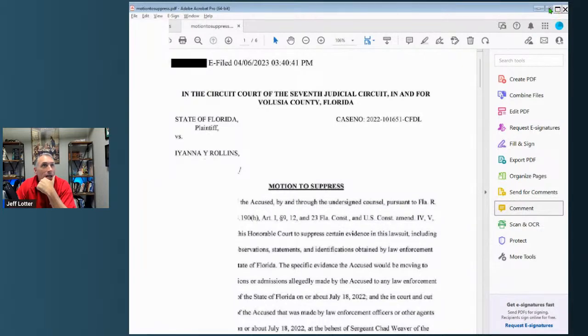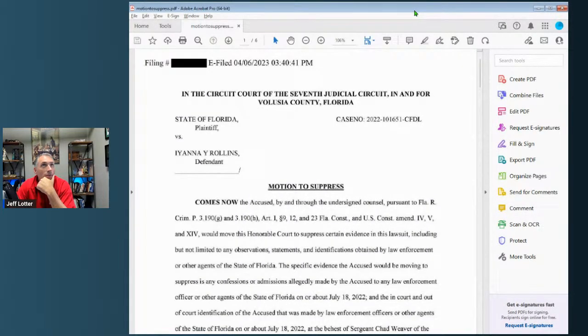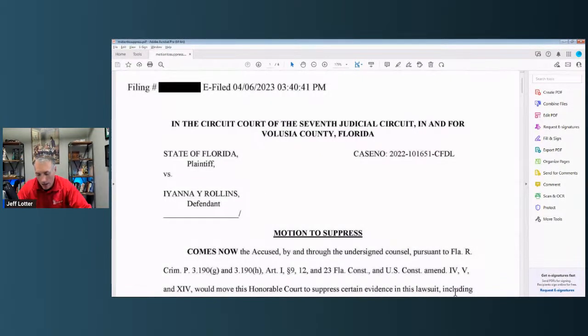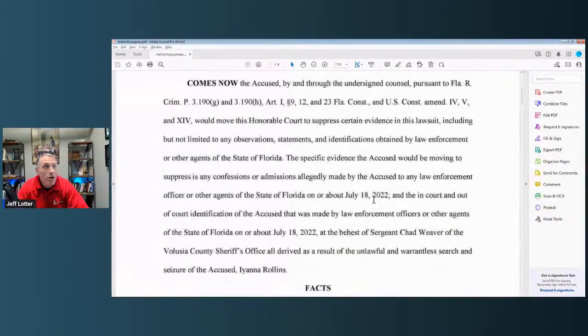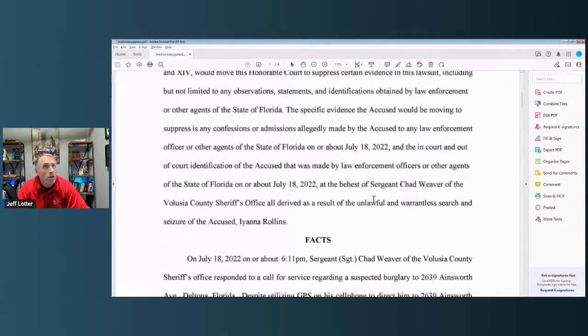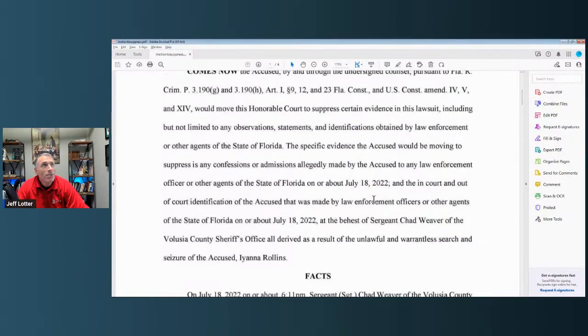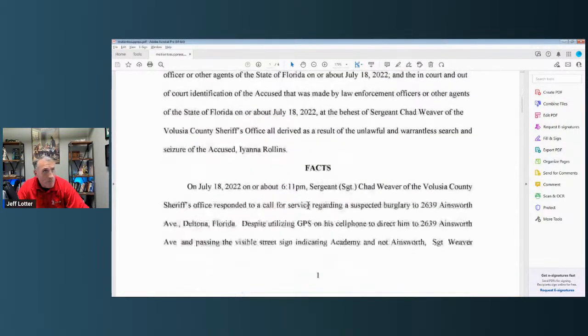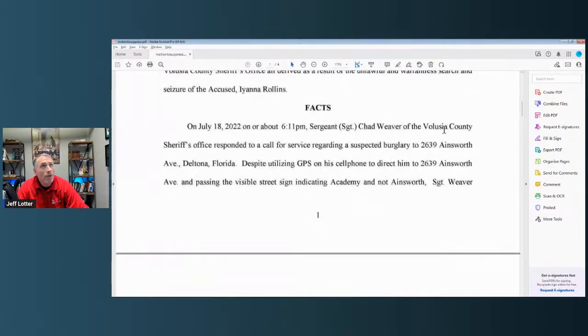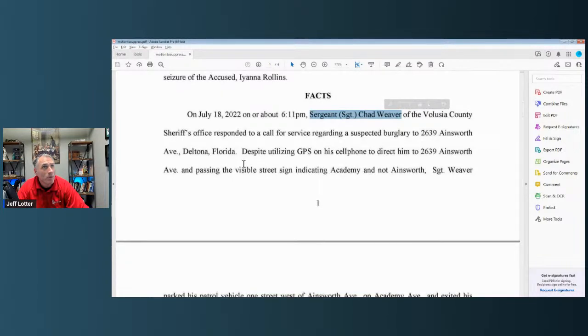Remember, I told you that a board-certified criminal defense attorney is the one handling this case. His name's Bryce Akins, I believe. I know him from around the legal community, but I don't know him extremely well. He's a good attorney, worked for one of the bigger firms here locally in town. And he filed this motion to suppress on the case. We're dealing with the Volusia County Sheriff's Office, and it's a sergeant.